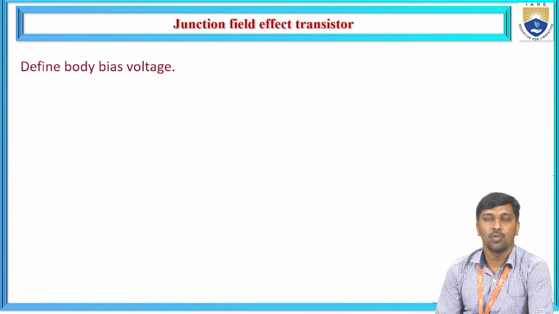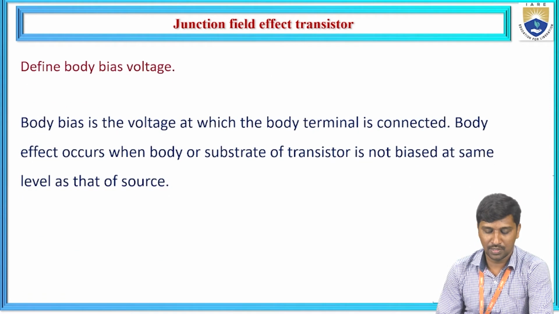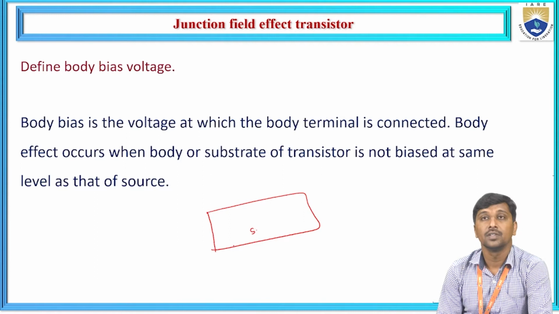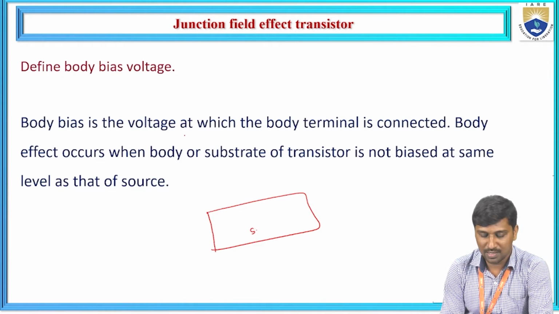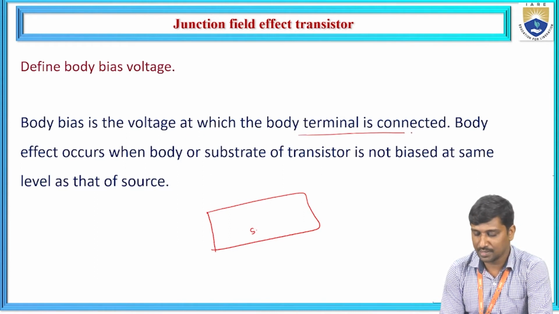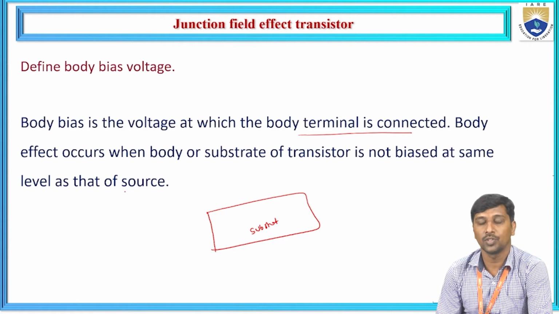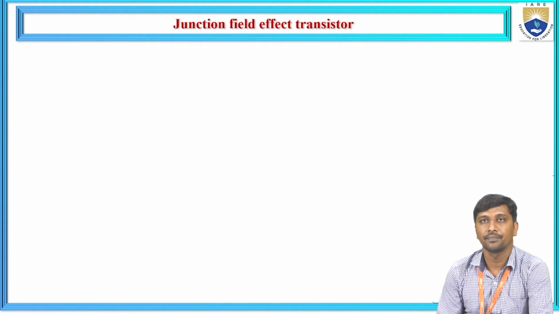Now define a body bias voltage. If you are drawing the field effect transistor, we are taking this as a substrate. A body bias is the voltage at which the body terminals are connected. The body effect occurs when the body or substrate of the transistor is not biased to the same level as the source. That is called a body bias voltage.